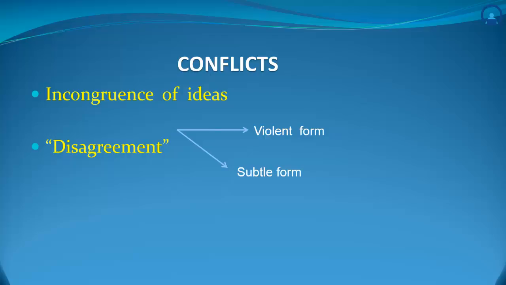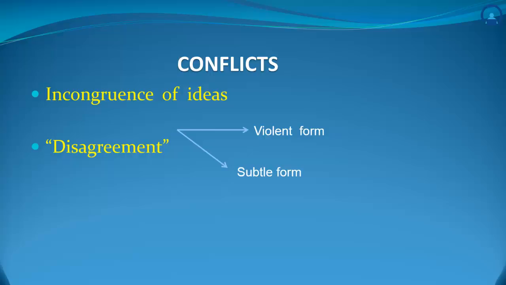Incongruence is not equal. So if your idea is different from my idea, your thoughts are different from my thoughts, both our objectives are not aligned, both our goals are not aligned, there is some incongruence. Hence it may lead to a conflict. So incongruence of ideas, in layman's terms, could be called a conflict or a disagreement. Disagreement between two thoughts, disagreement between ideologies could also be termed as conflict.